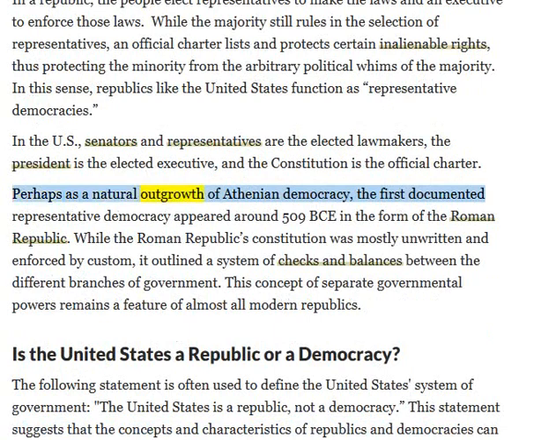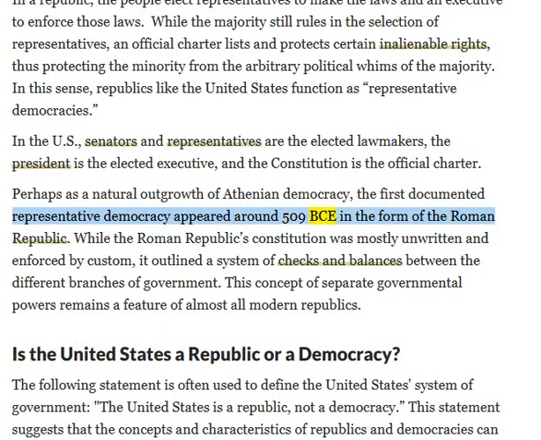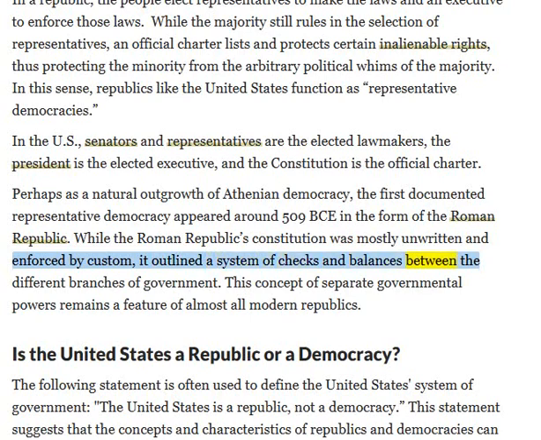Perhaps as a natural outgrowth of Athenian democracy, the first documented representative democracy appeared around 509 BCE in the form of the Roman Republic. While the Roman Republic's constitution was mostly unwritten and enforced by custom, it outlined a system of checks and balances between the different branches of government. This concept of separate governmental powers remains a feature of almost all modern republics.